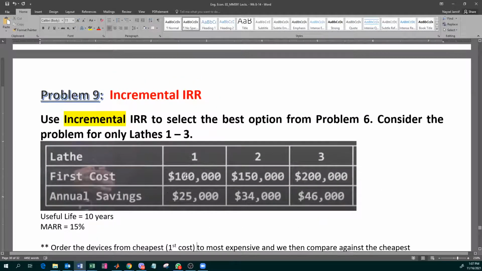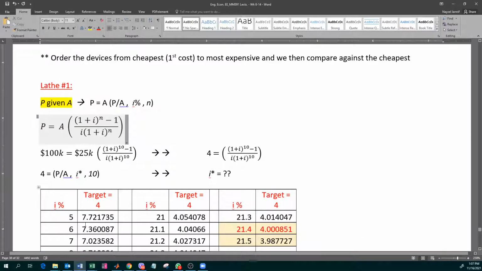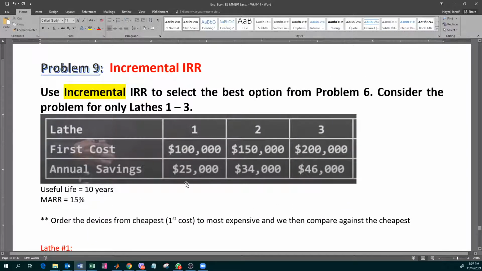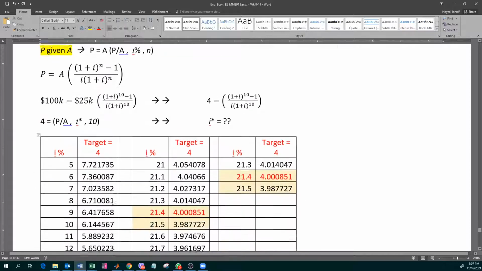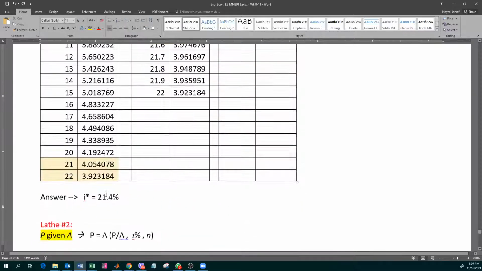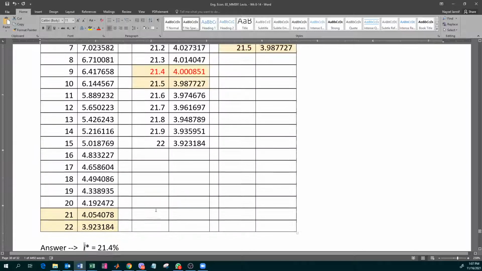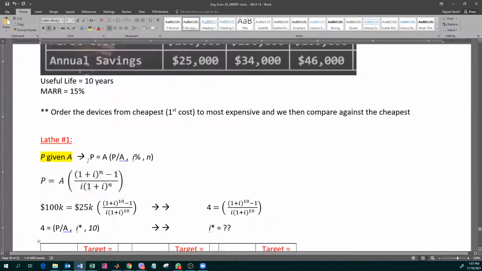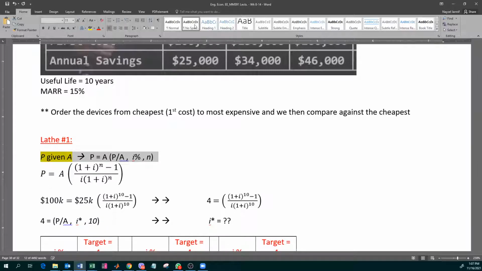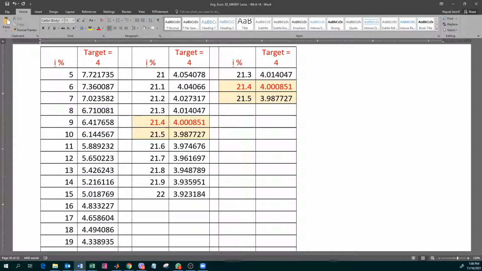So lathe number one, which is the cheapest, had a first cost of $100,000. We compared against it, and we found the internal rate of return using interpolation. We found IRR to be 21.4%. And we can't really compare lathe 1 against anything else because that's the only one we have. So we then moved on.